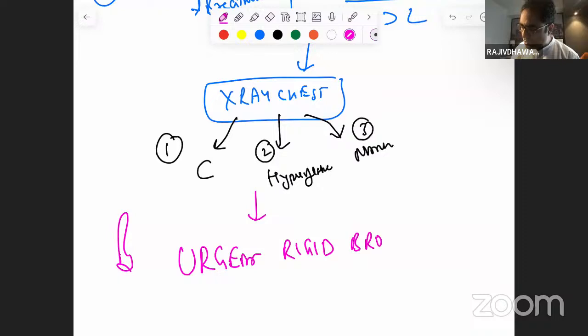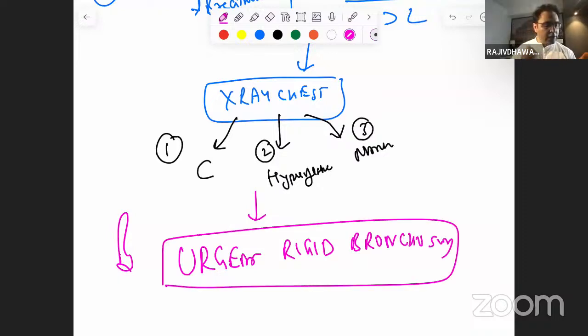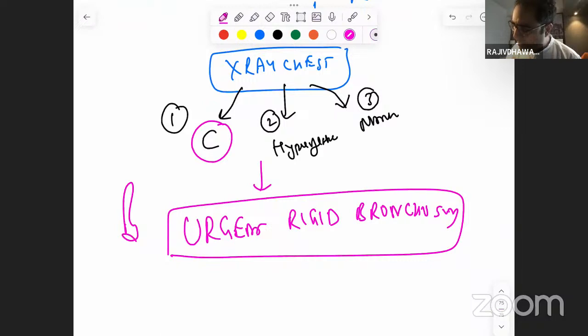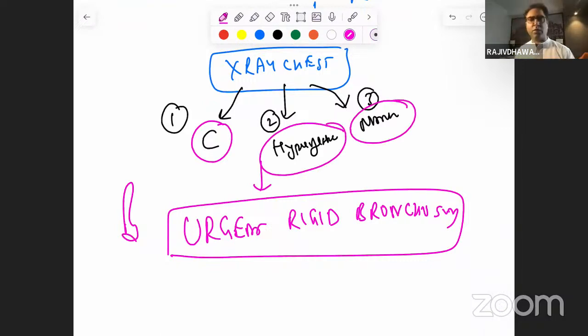Urgent rigid bronchoscopy and removal, beta. Now, the most common finding is collapse. Second is hyperinflation. Third, a normal X-ray is also possible, beta.